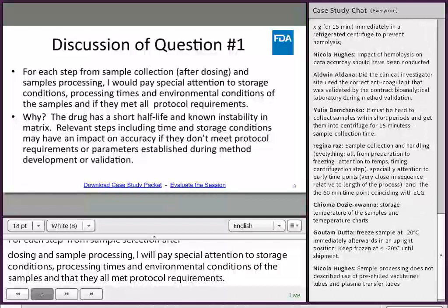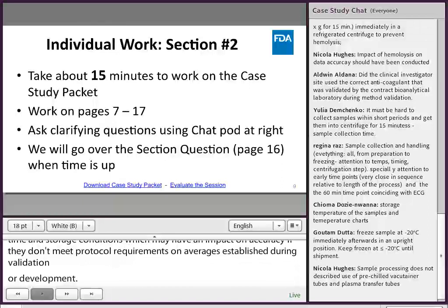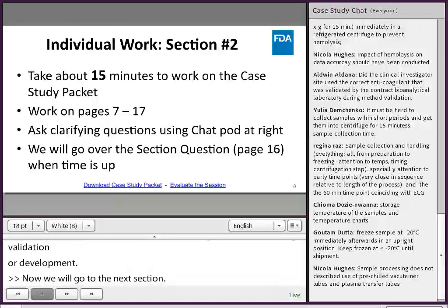Okay, so now we will go to the next section. So take about 15 minutes to work on the case study packet, pages 7 through 17. Again, like the section 1, ask clarifying questions using the chatbot at right. We will go over the section questions on page 16 when time is up.